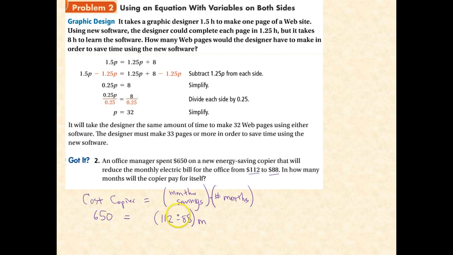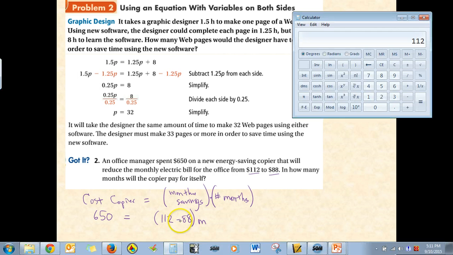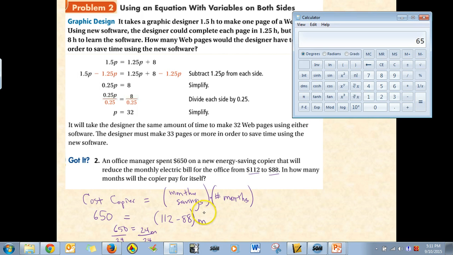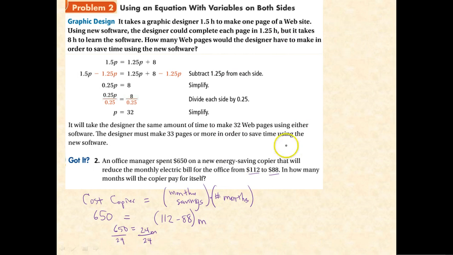So 112 minus 88 is 24. So we get 650 equals 24m. Then if we divide both sides by 24, 650 divided by 24 is 27.08. So we get m equals 27.08. But what does that mean?